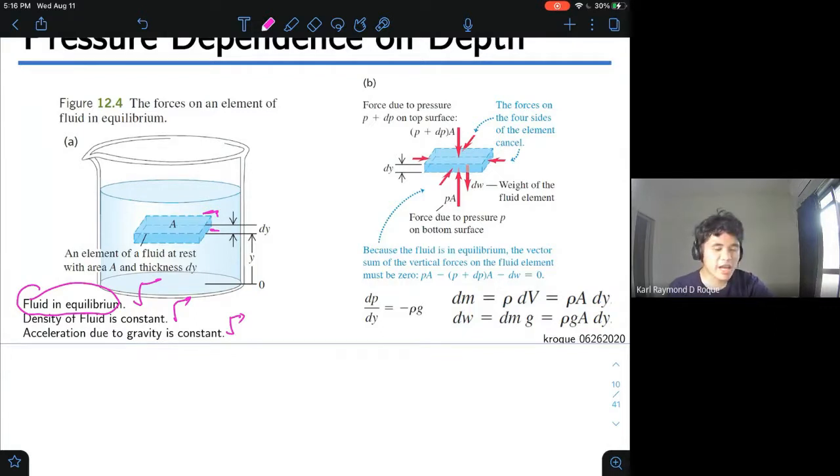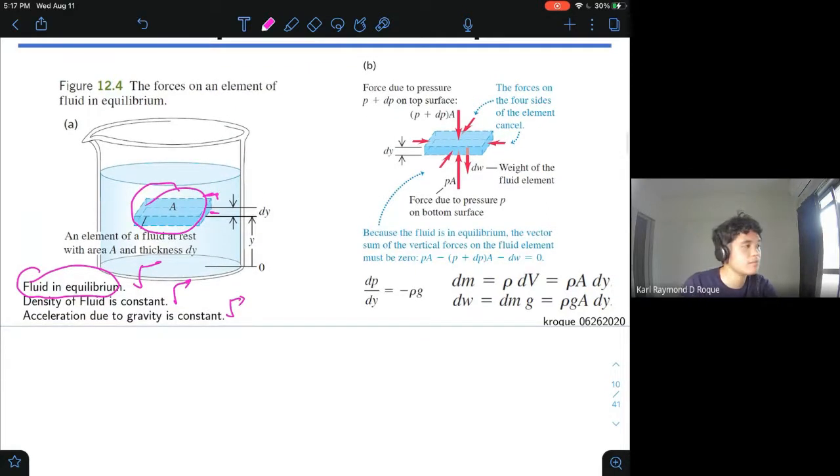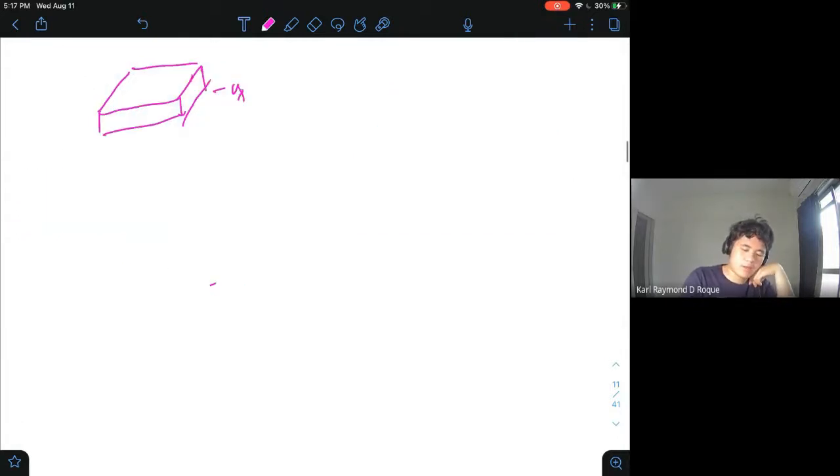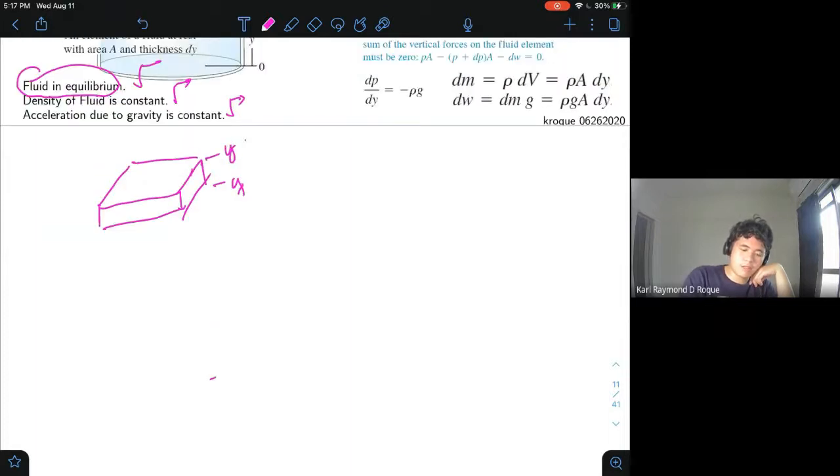So, we take a very small part, like taking a box inside the fluid. I can't explain this well to you, you'll learn more about this in Grade 12, but it is discussed in physics. So let's take this. Let's say the thickness of that element is dy, and the top and bottom are at y and y plus dy.